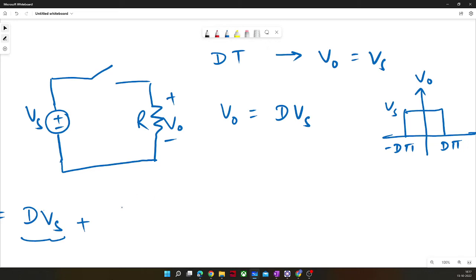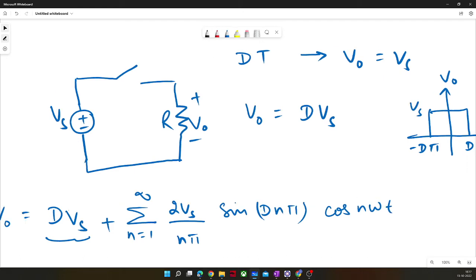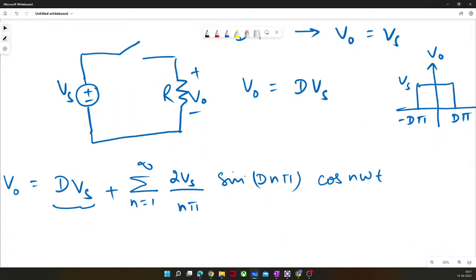Now the time for the harmonics component. From n is equal to 1 to infinity, we had calculated 2Vs by n pi, sine d n pi, cos n omega t. So this is the complete waveform of your output voltage. Okay. So I hope it is clear.